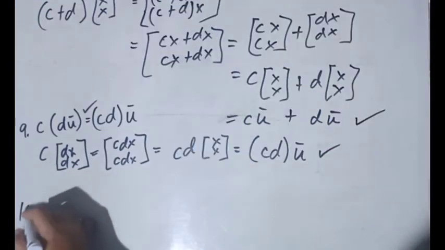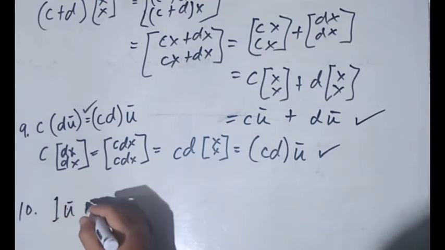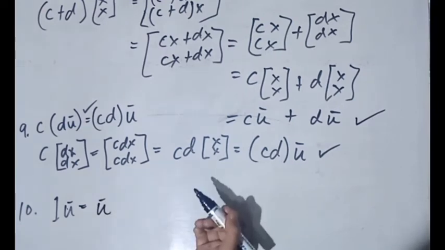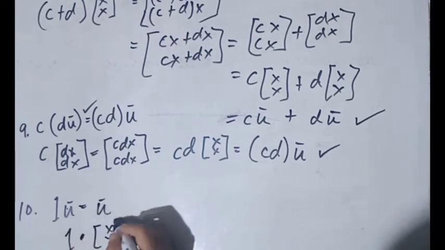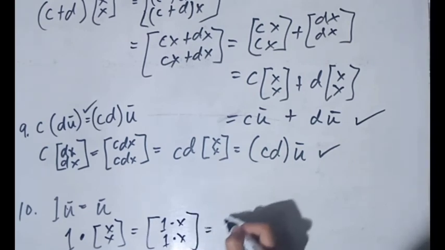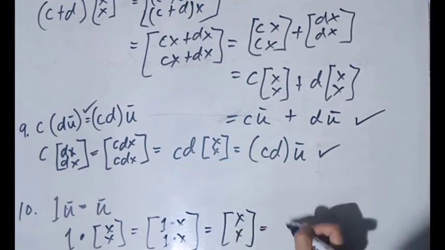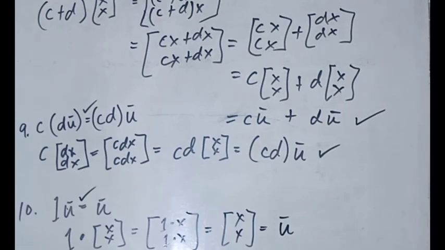Last property, we have property number 10. We're going to prove that if 1 is multiplied by U, it is still equal to U. So that is 1 times our U, that is (x, x), which is equal to (1 times x, 1 times x), which is the same as (x, x), and that is equal to U. So property number 10 was satisfied.